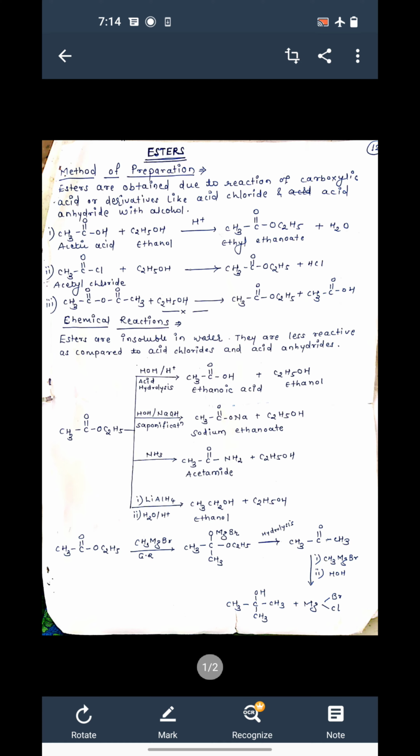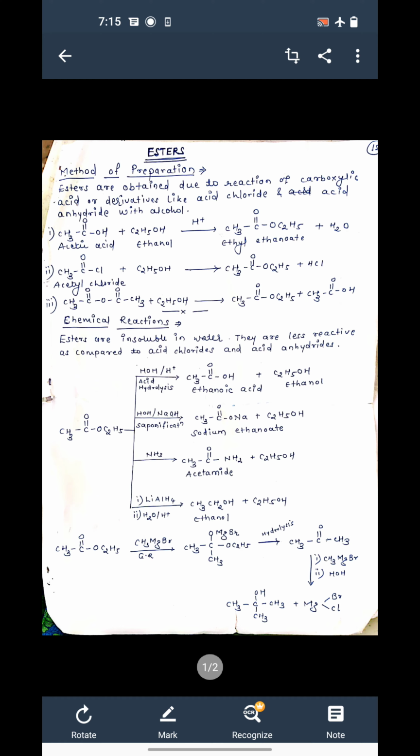The next preparation: suppose we are taking acetyl chloride as the initial reactant and we react it with ethanol, then there is no need of any acid medium. So even in the absence of acid medium, the acetyl chloride and alcohol react to form ester. And the third one, when we take acetic anhydride as a reactant, it again reacts with alcohol and gives us ester and acid.